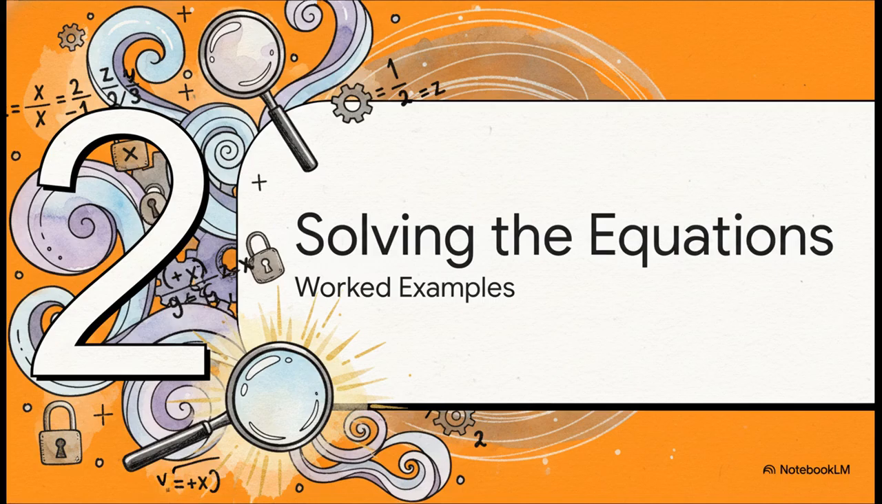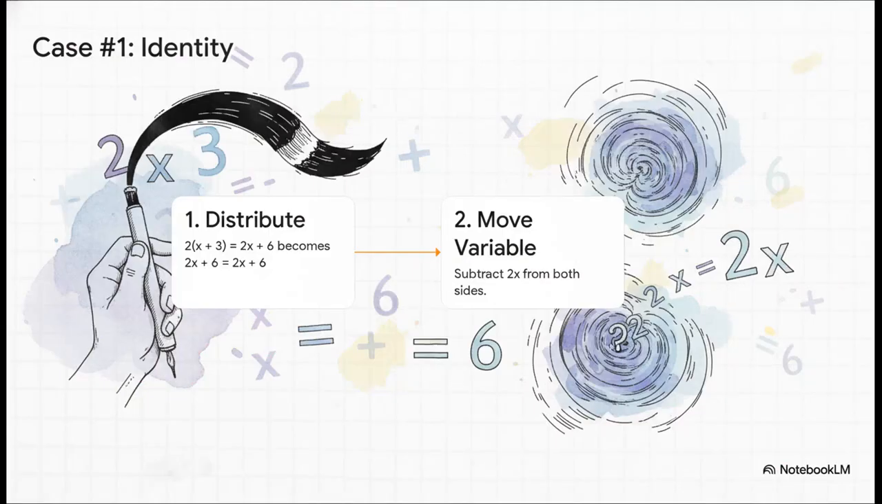Okay, enough theory. Let's put on our detective hats and actually see how this plays out. We're going to crack a few cases by solving these equations step by step. First up, we've got 2 times the quantity x plus 3 equals 2x plus 6. Okay, first things first. We gotta simplify. Let's distribute that 2 on the left side. That gives us 2x plus 6. So now our equation is 2x plus 6 equals 2x plus 6.